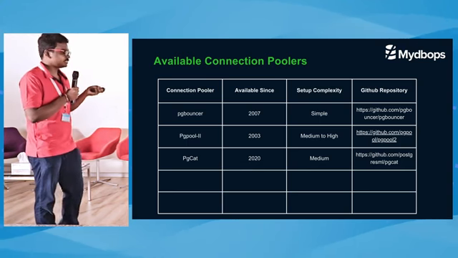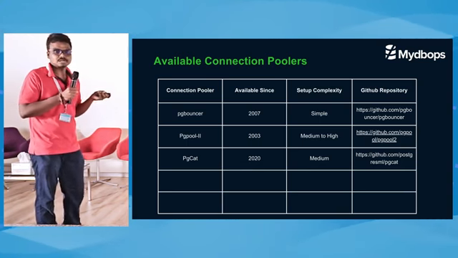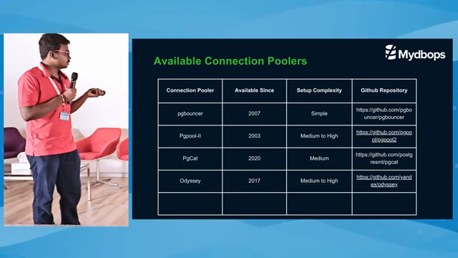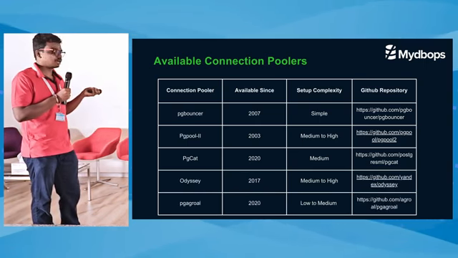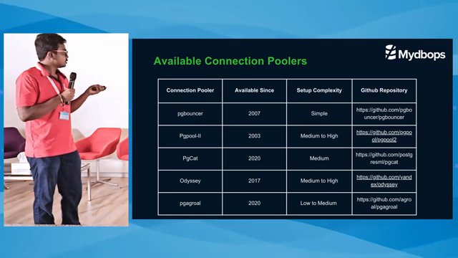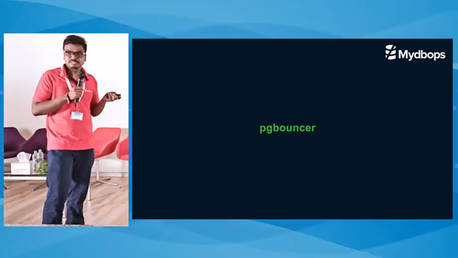And PgCat is there, it's recently developed and recently Instacart also published a benchmark and it is really good. And Odyssey is there and PgBouncer is there. All are open source and available for anyone to use. So so far any questions?